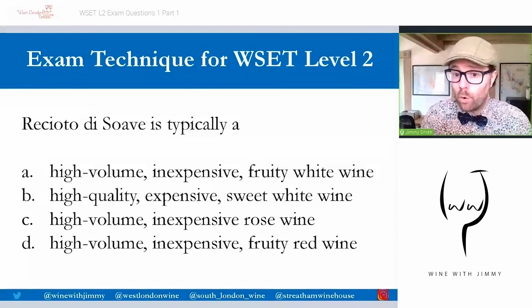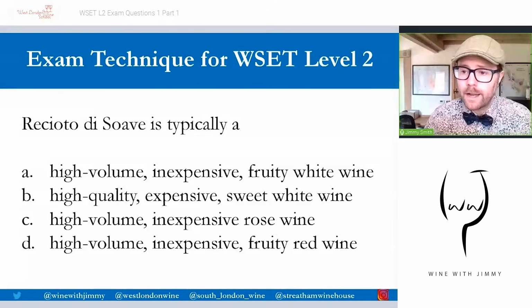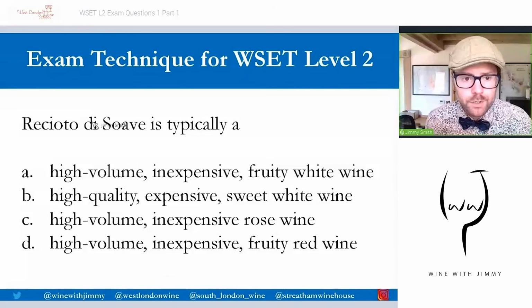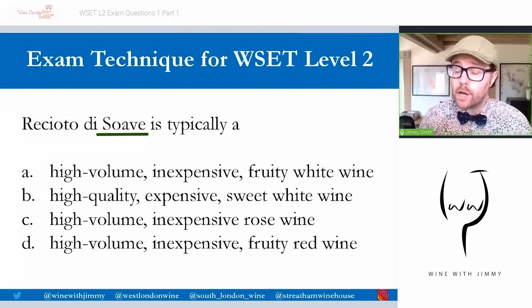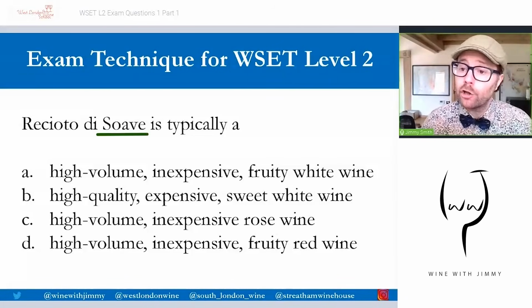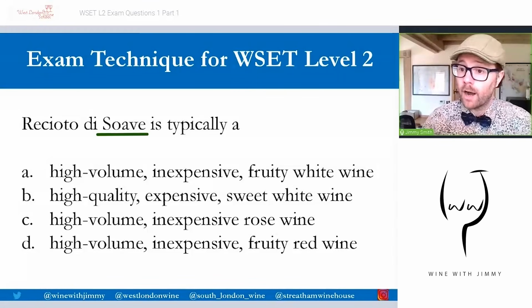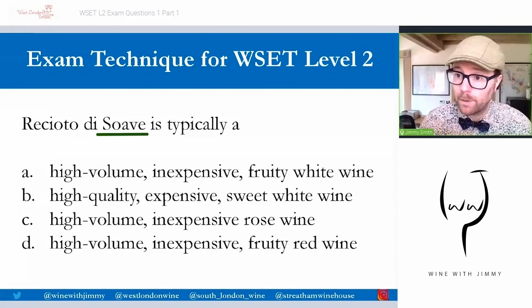Interesting. So, something a little bit more challenging. Recioto di Soave is typically A. So we need to understand what it is out of this lineup. Immediately we have the word Soave just here. Soave is known as a fairly common, typical northern Italian white wine, making very fresh wines. A lot of typical Soave DOC is light, often quite neutral and quite fresh. But then there are Classico Soaves that tend to be a little bit more complex.